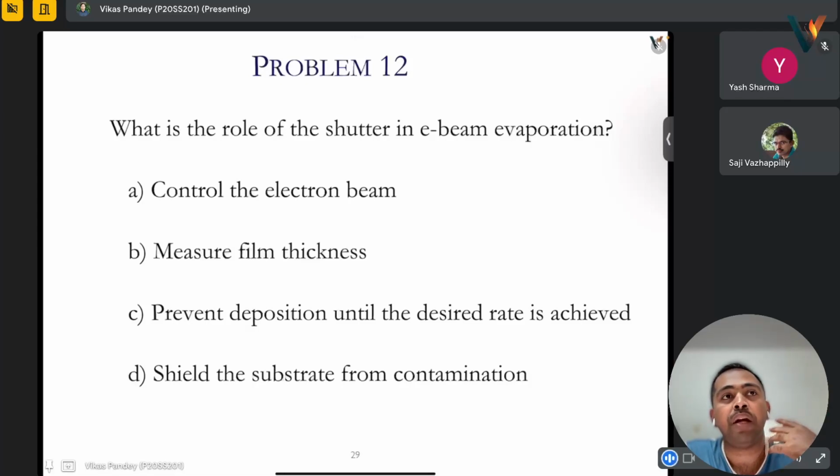Otherwise, we might not be able to understand what deposition occurred at the starting point. Okay, so we wait for the steady rate to be achieved, and then the shutter is opened, and then the deposition starts. So we have correct measurement. Okay.